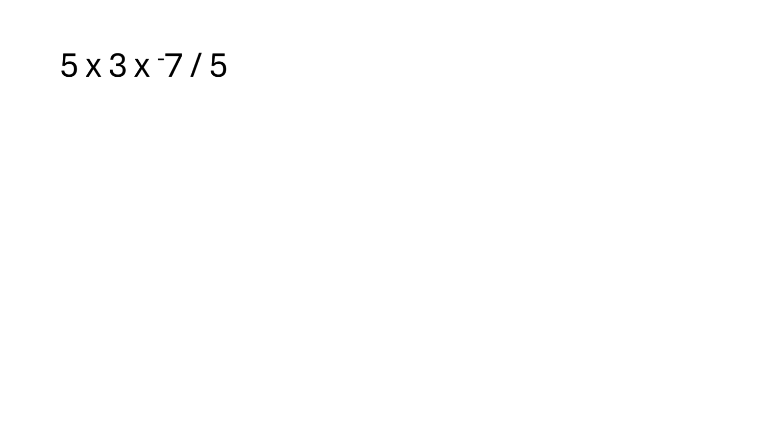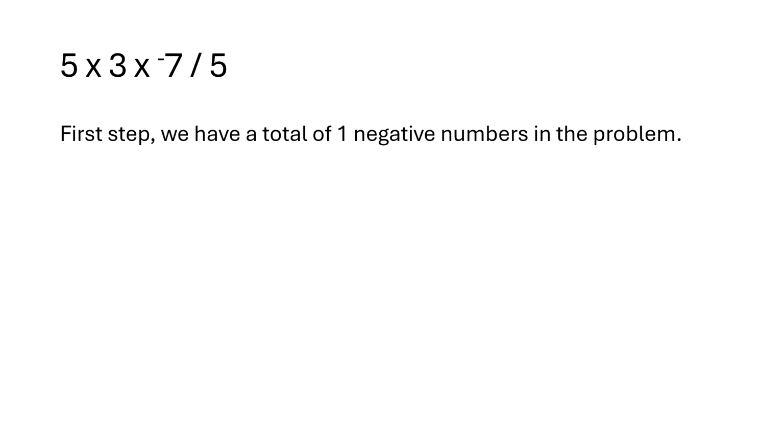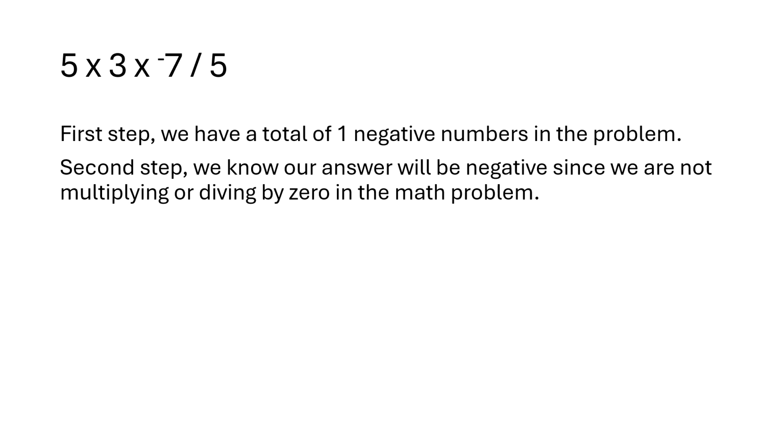Problem: 5 times 3 times negative 7 divided by 5. First step is to determine how many negative numbers we have in this problem. And of course, we have one negative number in the problem. Second step, we know our answer will be negative since we are not multiplying or dividing by 0 in the math problem. And that's because our negative count is 1. And so that makes 5 times 3 times negative 7 divided by 5 equal to negative 21.